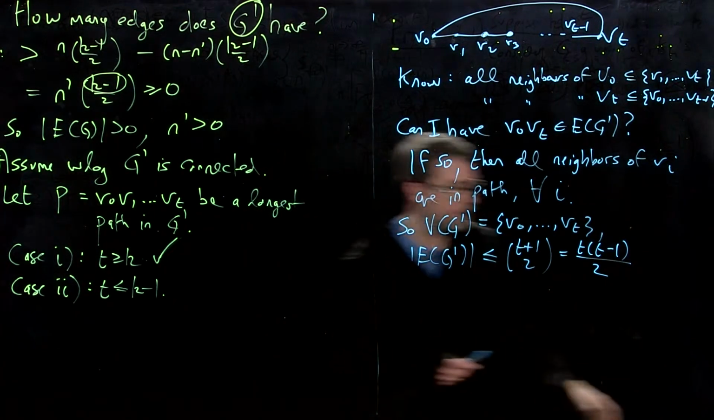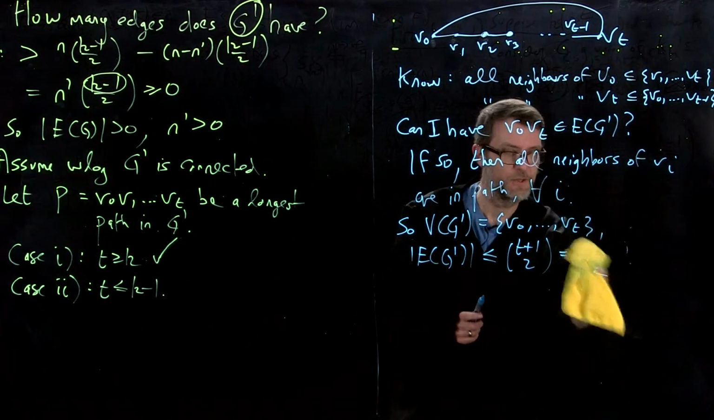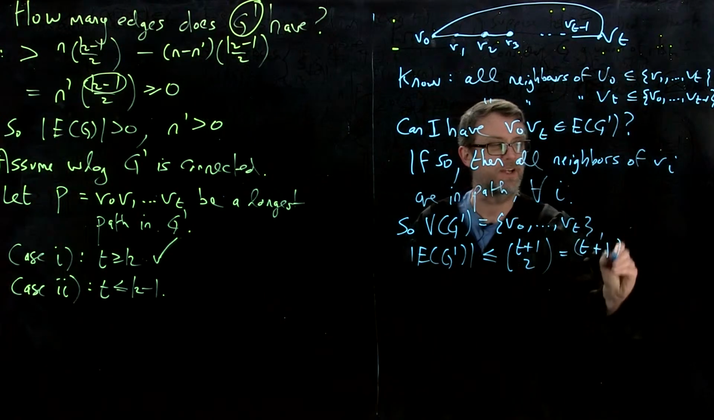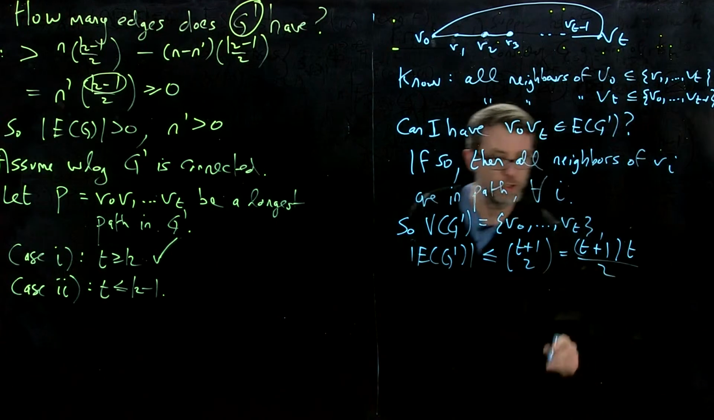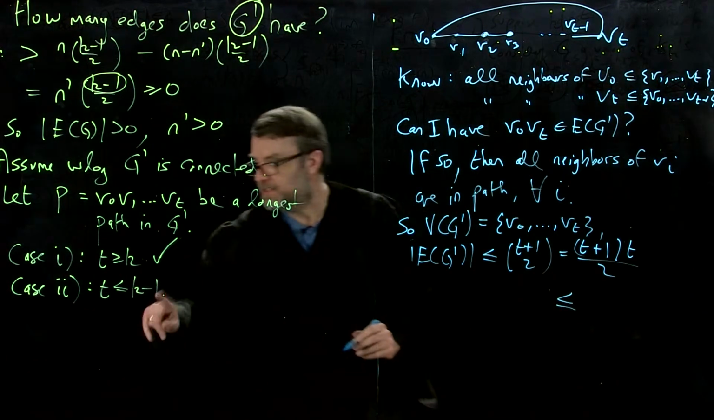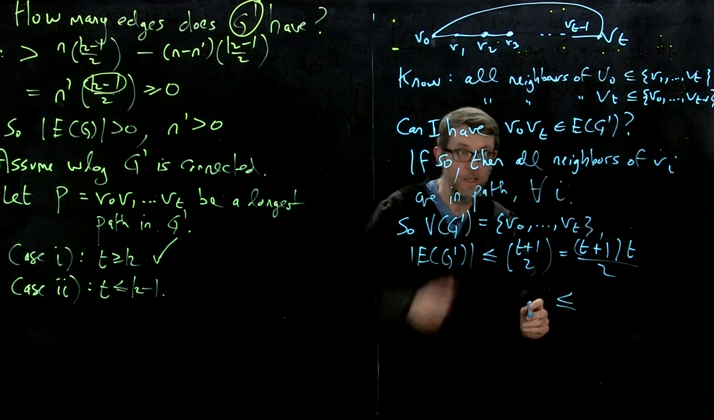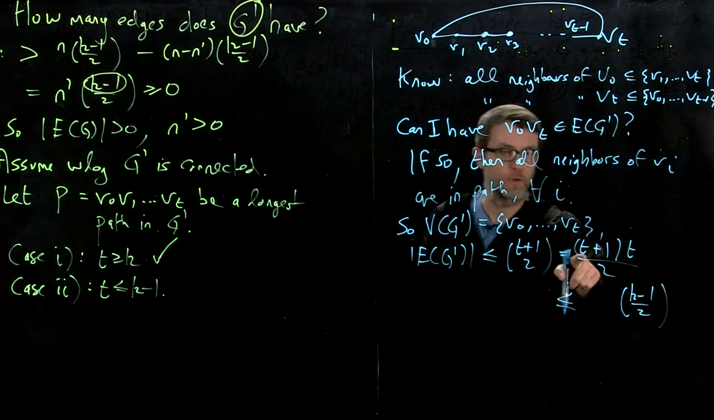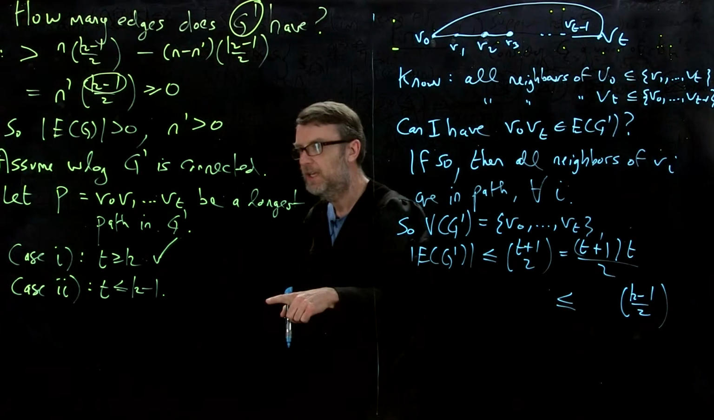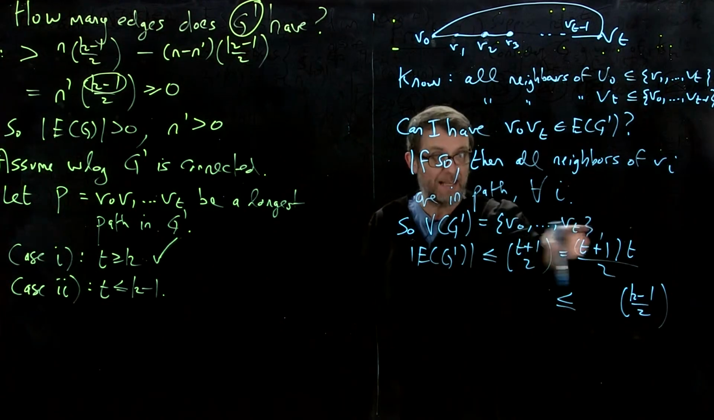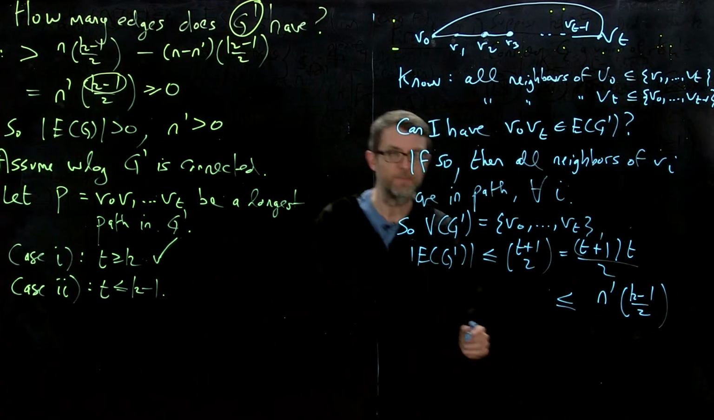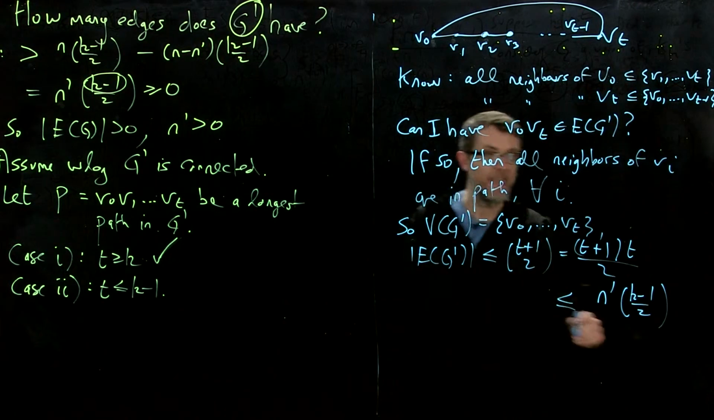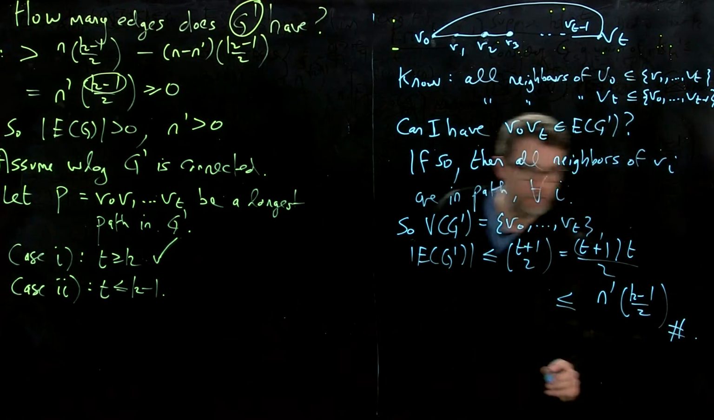Oh no, it's not. Sorry. This wasn't working out. t plus 1 choose 2 is t plus 1 times t over 2, and I know that t is less than or equal to k minus 1, so that means that the t over 2 gives me the k minus 1 over 2, and the t plus 1 is exactly the number of vertices. So that tells me that the number of edges in G is at most n prime times k minus 1 over 2, which is a contradiction.